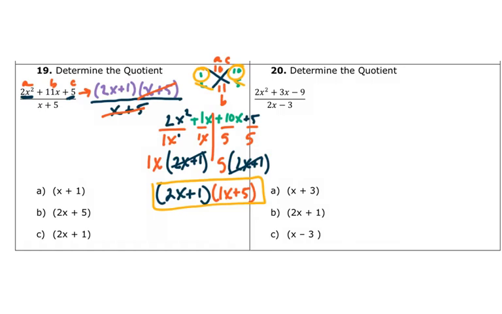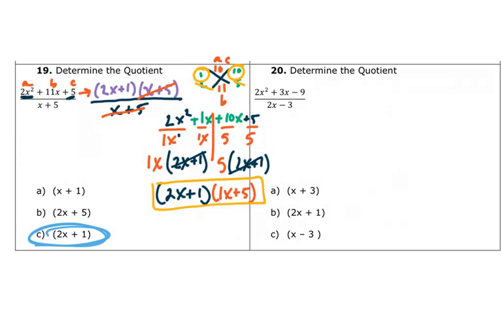So if we took that thing and we are removing the x plus 5, we're removing it because the one on the top can cancel with the one on the bottom. The only thing left over is 2x plus 1. So the correct answer is C.